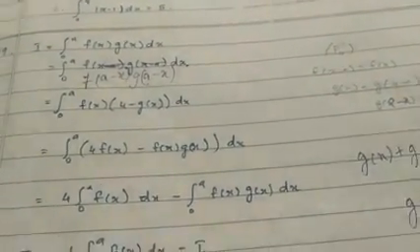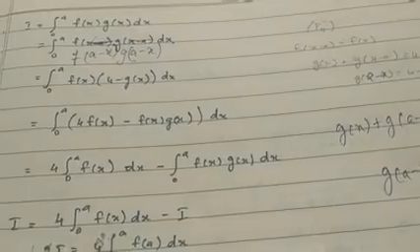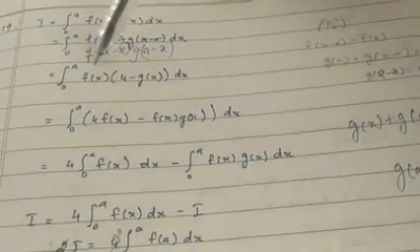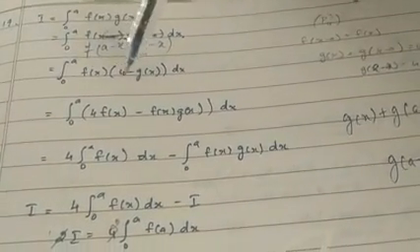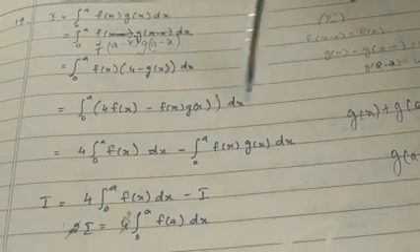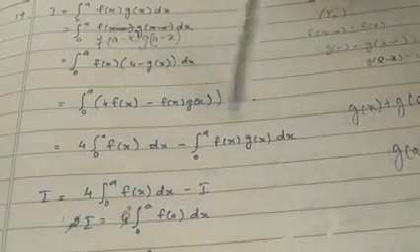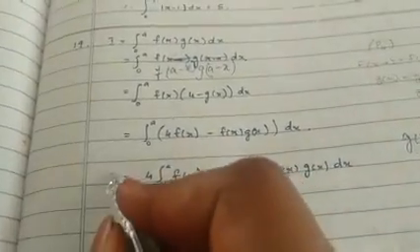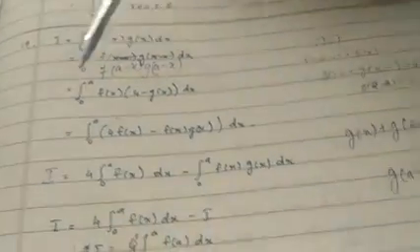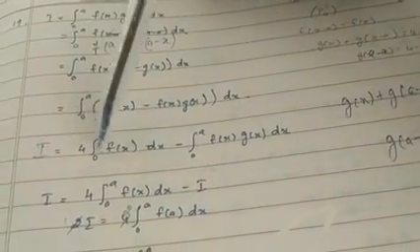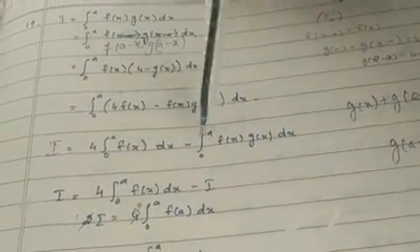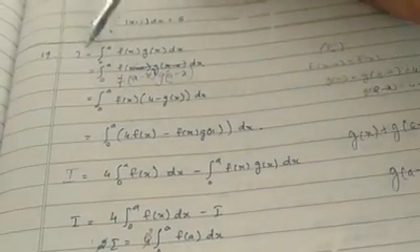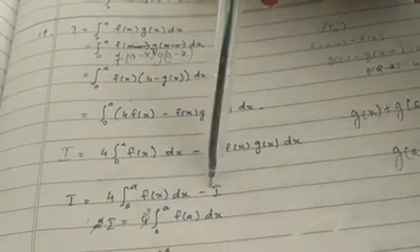Just in the place of g of a minus x, substitute the value as 4 minus g of x. After that split the integral. Therefore it can be written as 4 into f of x minus f of x g of x dx. Now separate the integral. Now this we have considered to be I. This is also I. Therefore take 4 outside, 4 times integral 0 to a f of x dx. Now this one is nothing but I, so in the place of this you can substitute I.